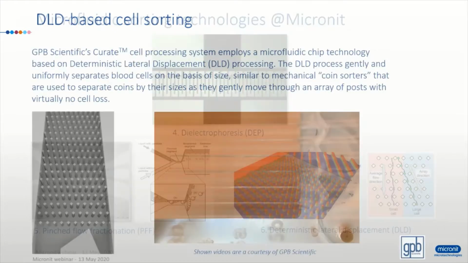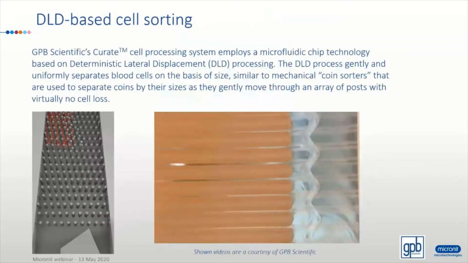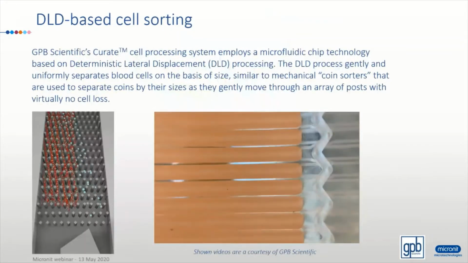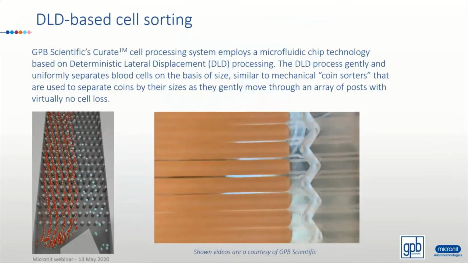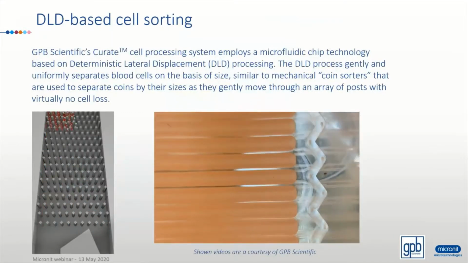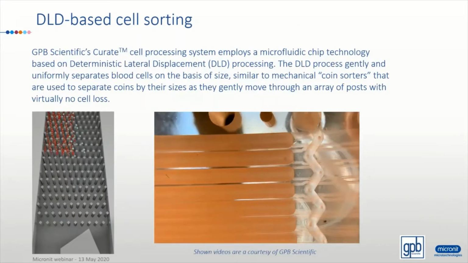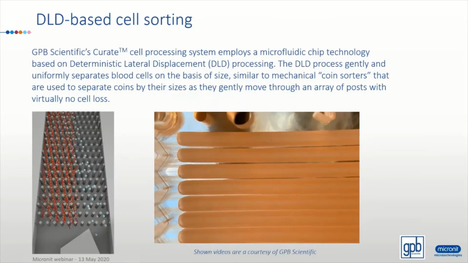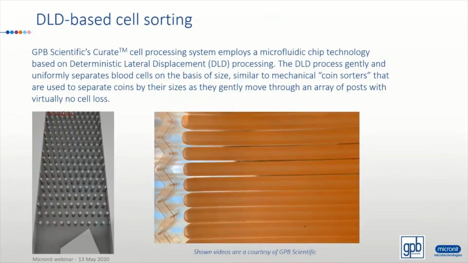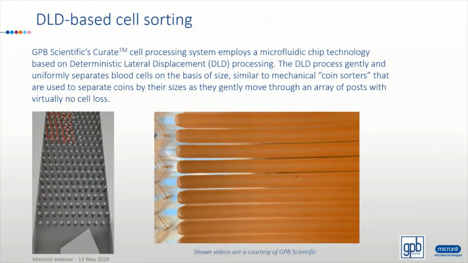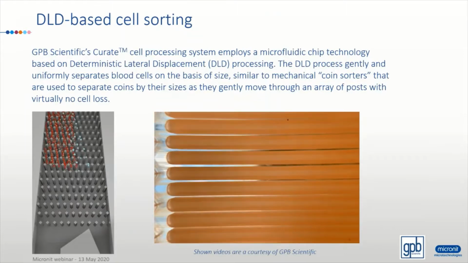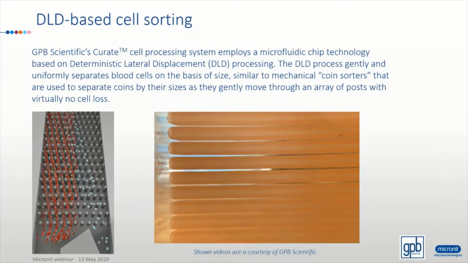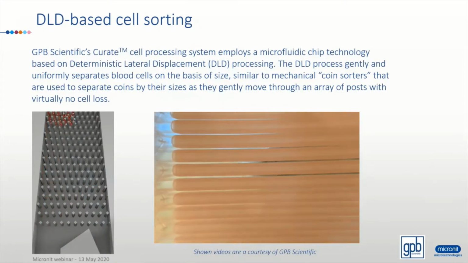This is an example of a customer project we are working on, a product development of a cartridge that is able to sort red blood cells from white blood cells. In the left image, you see the animation, how this technique works. And I try to explain in the words above what it basically comes down to. This cell processing system is developed by GPB Scientific, and it employs a microfluidic chip technology, which is based on DLD processing, and it gently and uniformly separates the blood cells on the basis of size.